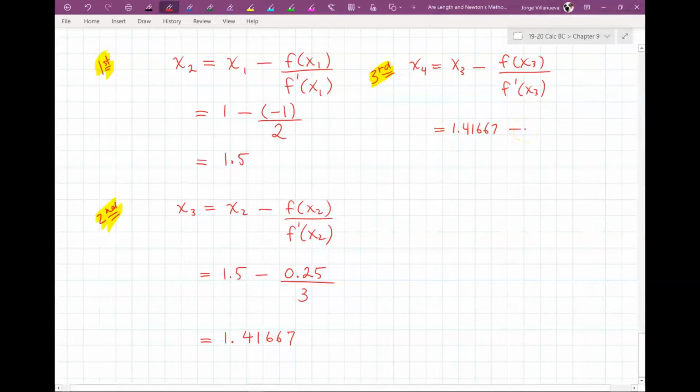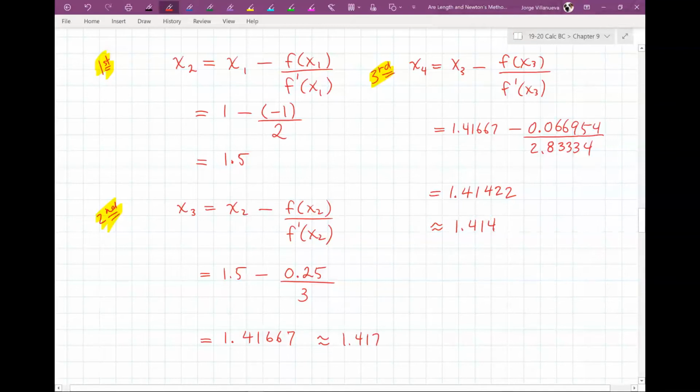So x sub 3 was 1.41667 minus f of 1.41667. I'll give you the answer for that. That's 0.066954. I just wrote all the digits. And then f prime of 1.41667. Again, you're plugging that into 2x, right? So 2 times that would be 2.83334. So when we subtract, we get 1.41422. Okay? Now, here's our answer. Just to truncate it, we're going to put approximately 1.417 for this one, and for this one, we'll say approximately 1.414.